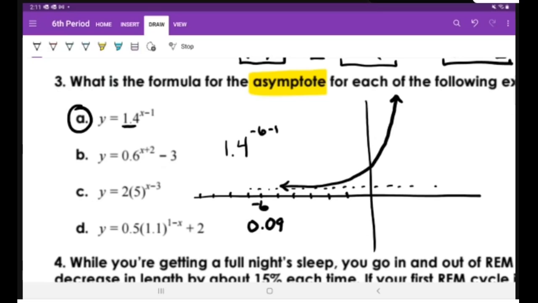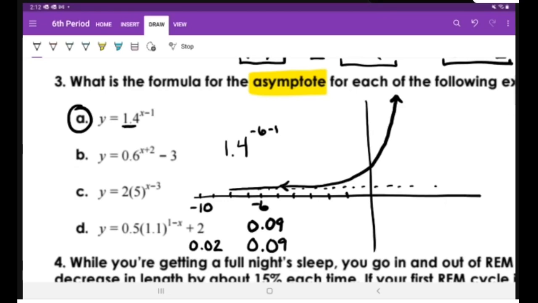0. My bad, yeah, 0.09? That's really close to 0. And if you wanted to go even further to the left, maybe we could type in -10, because remember, it gets closer and closer to it. When you type in 1.4 to the power -10 minus 1, you get 0.02. That's getting even closer to 0. So do you see what I'm doing?